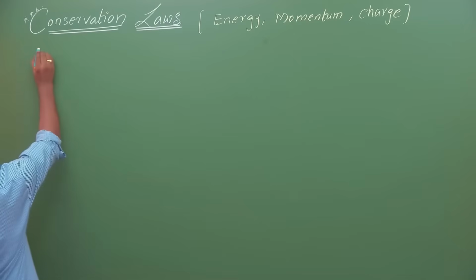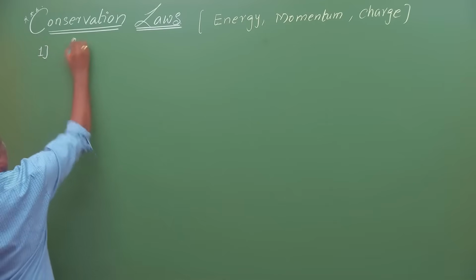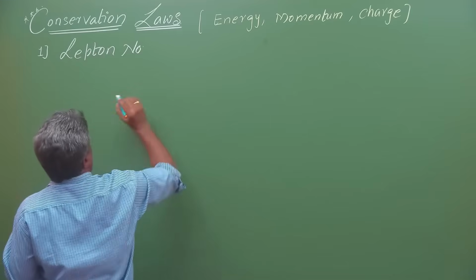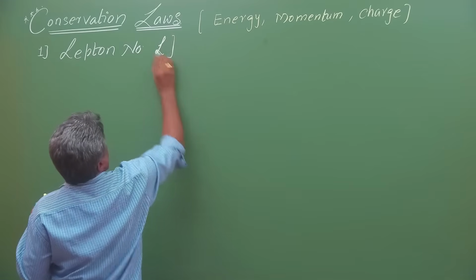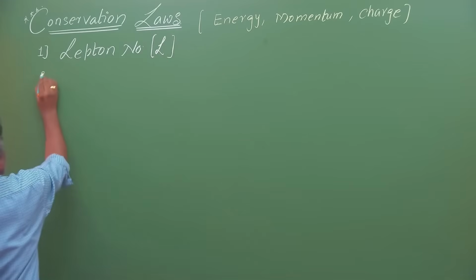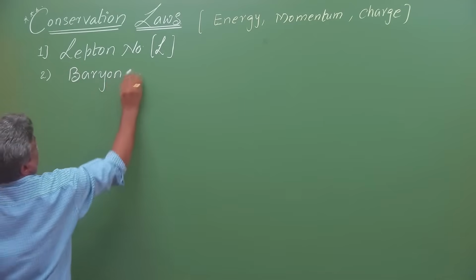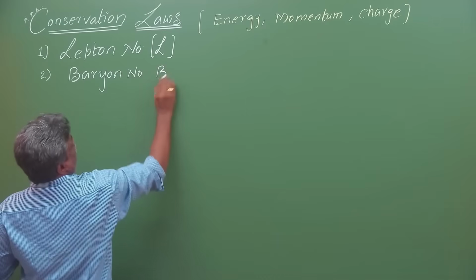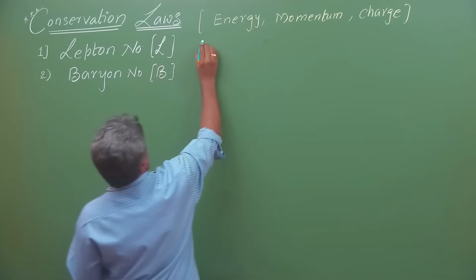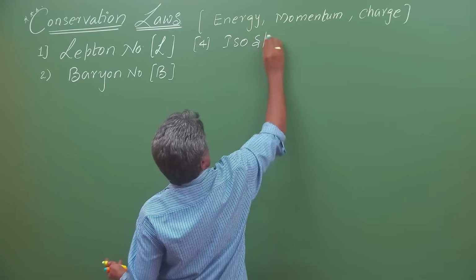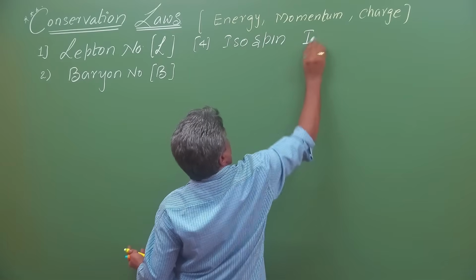First one, lepton number, which is represented by capital L. Next, second one, baryon number, which is represented by B. Next, isospin, which is represented by I.